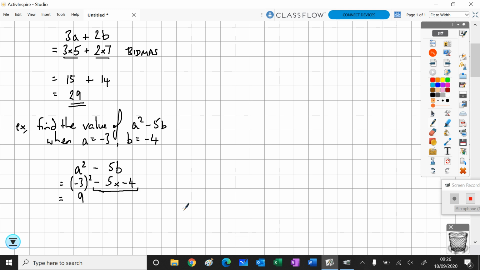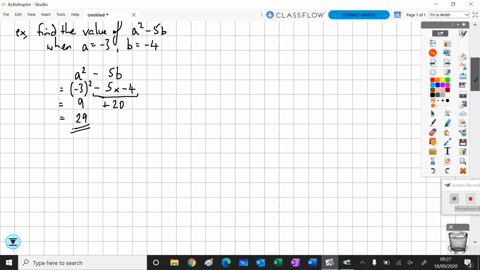Minus 5 times minus 4. We've got the same thing going on. A negative multiplied by a negative. Minus 5 times minus 4 makes positive 20. And so the answer is 29. It's a coincidence that that 29 is the same as this 29 in the previous example. That was rather unlikely. Let's also just look at a slightly different way of thinking about this example here.